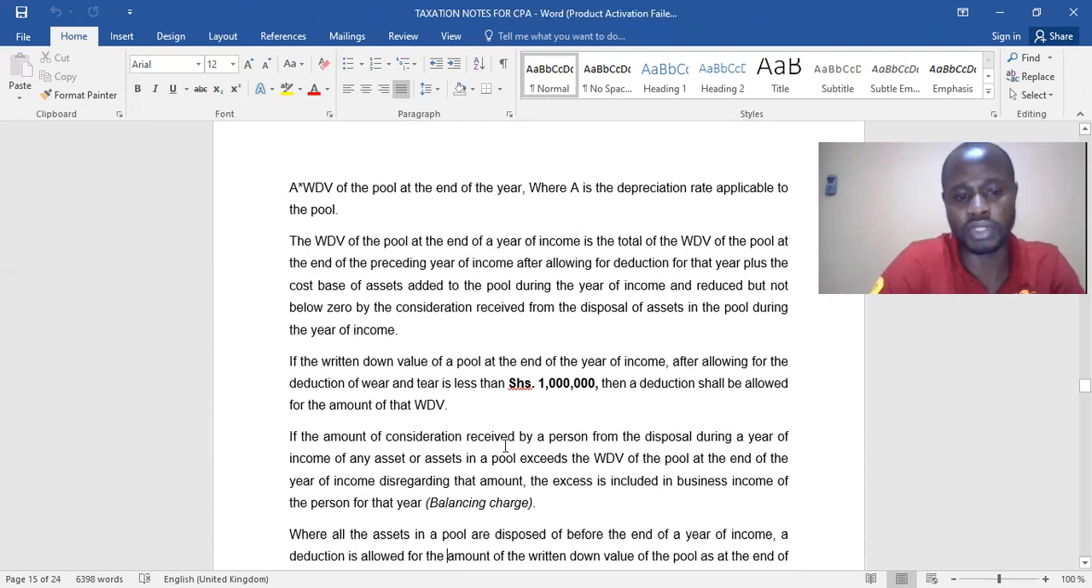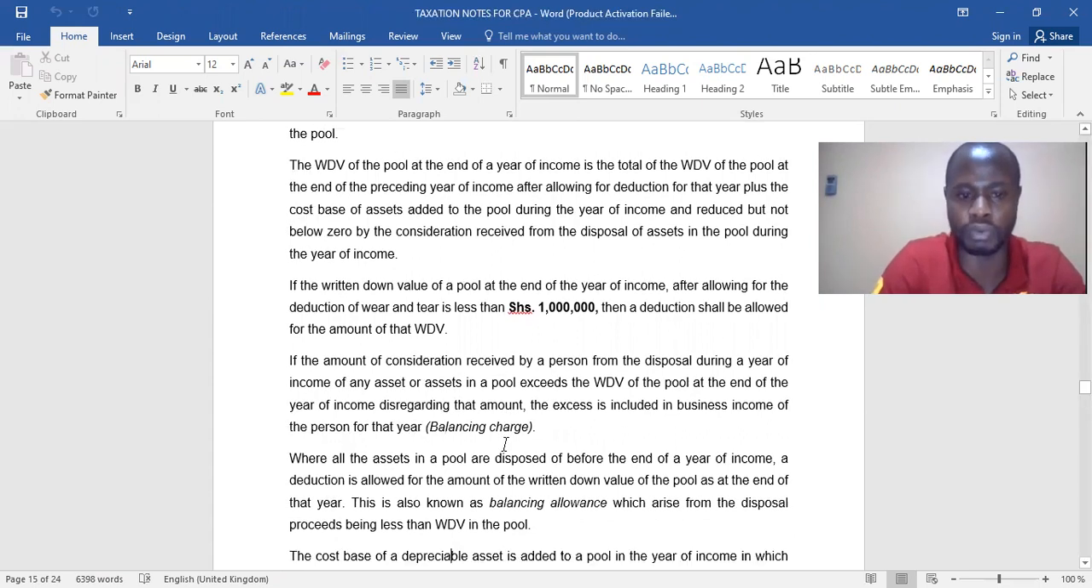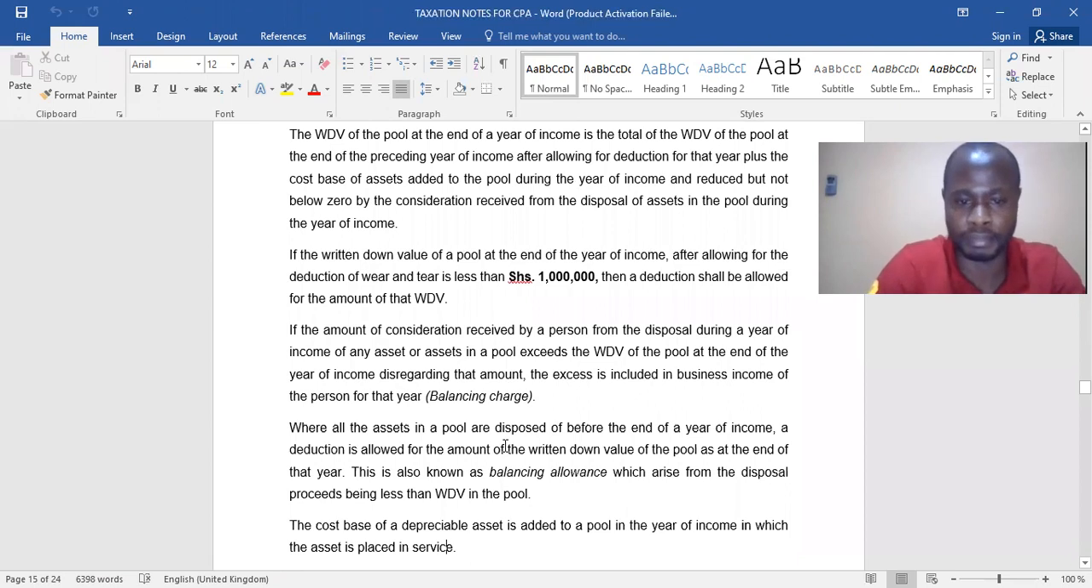Then there is also a scenario where the amount of the disposal proceeds or consideration you are receiving from the disposal of any assets in a given pool happens to exceed the written down value of the pool at the end of the year. Now that excess is known as the balancing charge and it is included in the business income. It would be taxed.